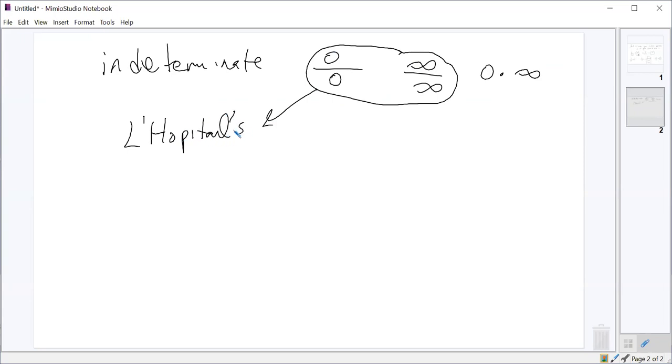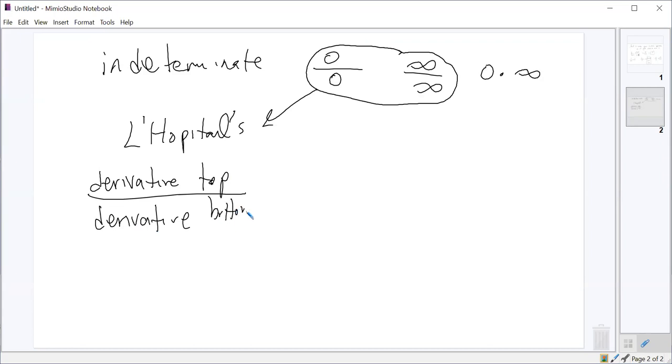Of course we know that in order to use L'Hopital's rule, we have to know how to take derivatives. So if the limit is 0 over 0 or infinity over infinity, then you just take the derivative of the top and you take the derivative of the bottom. That's your new function that you're looking for the limit of, and you just evaluate it. And you do not take the derivative of the function as a whole.